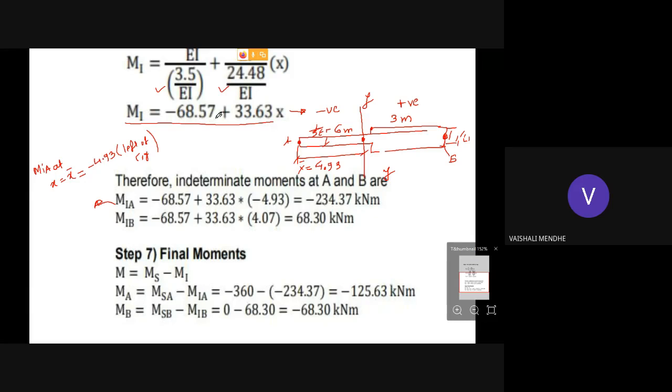So minus 68.57 plus 33.63 into minus 4.93, you will get the indeterminate moment MIA as minus 234.37 kilonewton meter. Then MIB. So MIB at x is equal to, so the total distance is 9 meter. So 9 minus, about the y axis, the distance at which this B is located.